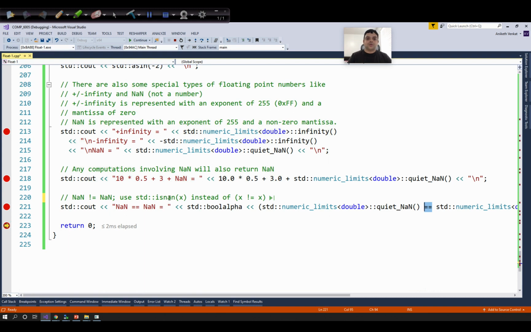So this completes the module on floating point numbers. In the next module, we will pick up with functions.